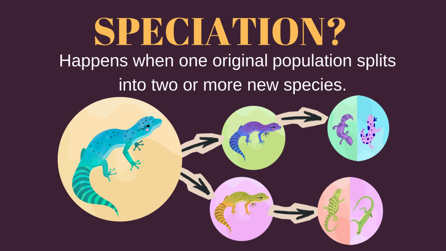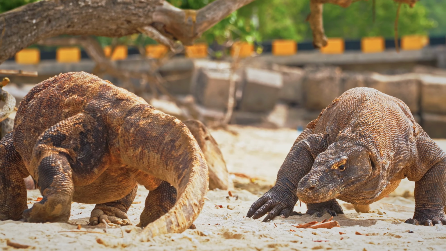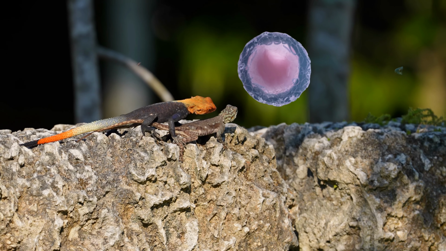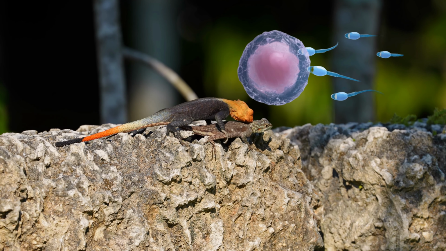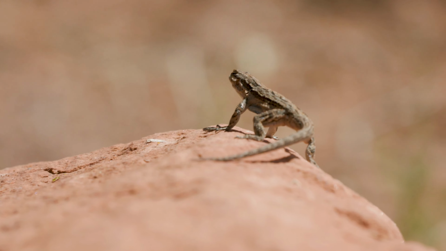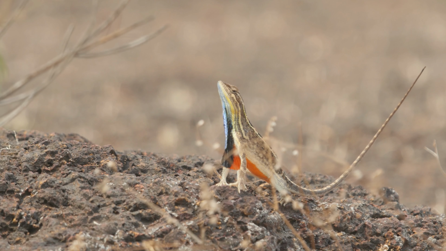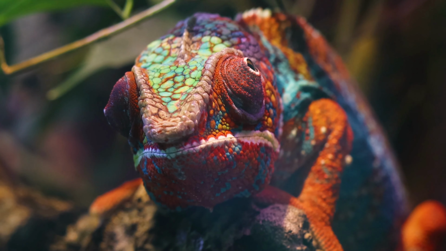The key idea is this: the new groups can no longer successfully reproduce with each other. But what stops them from breeding? Well, a lot of things can change over time. Their chromosomes might rearrange. Sperm from one group might no longer be able to fertilize eggs from the other. Their hormones might shift so that they breed at different times. Or their mating behaviors might change so dramatically that they simply don't recognize each other as potential mates anymore. Once they can't produce healthy, fertile offspring together, we consider them separate species.